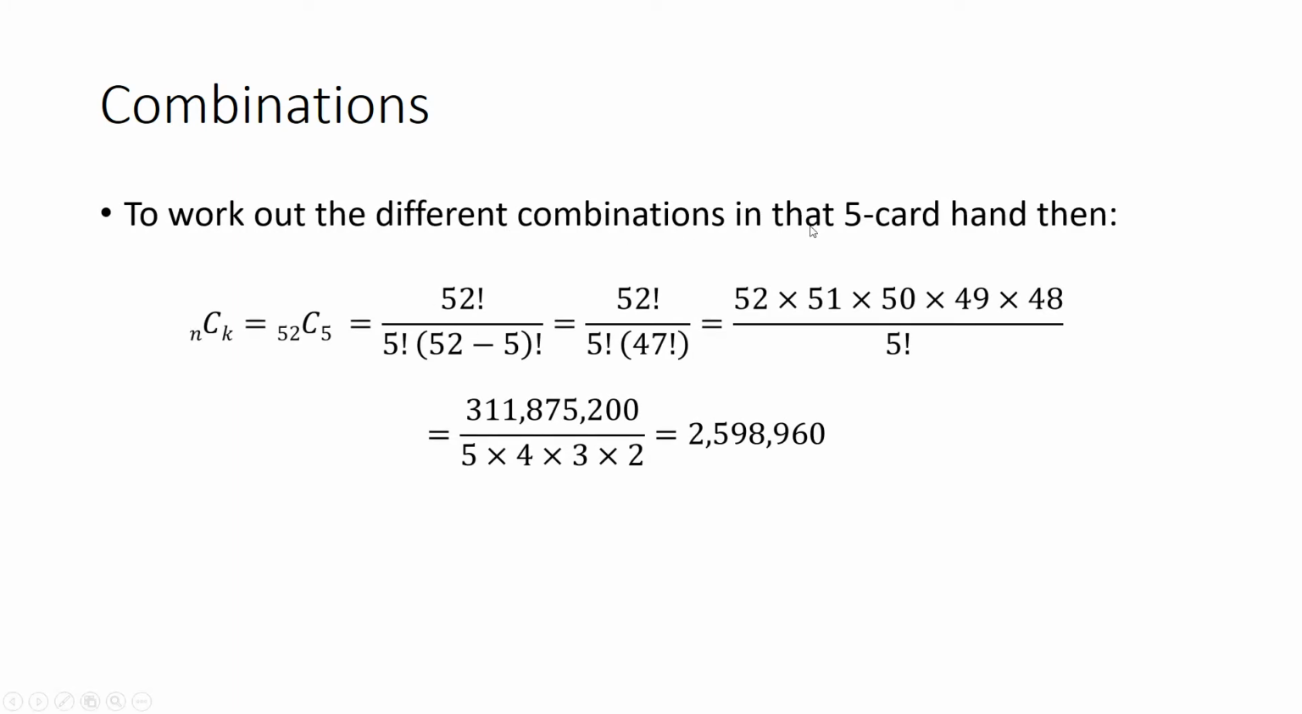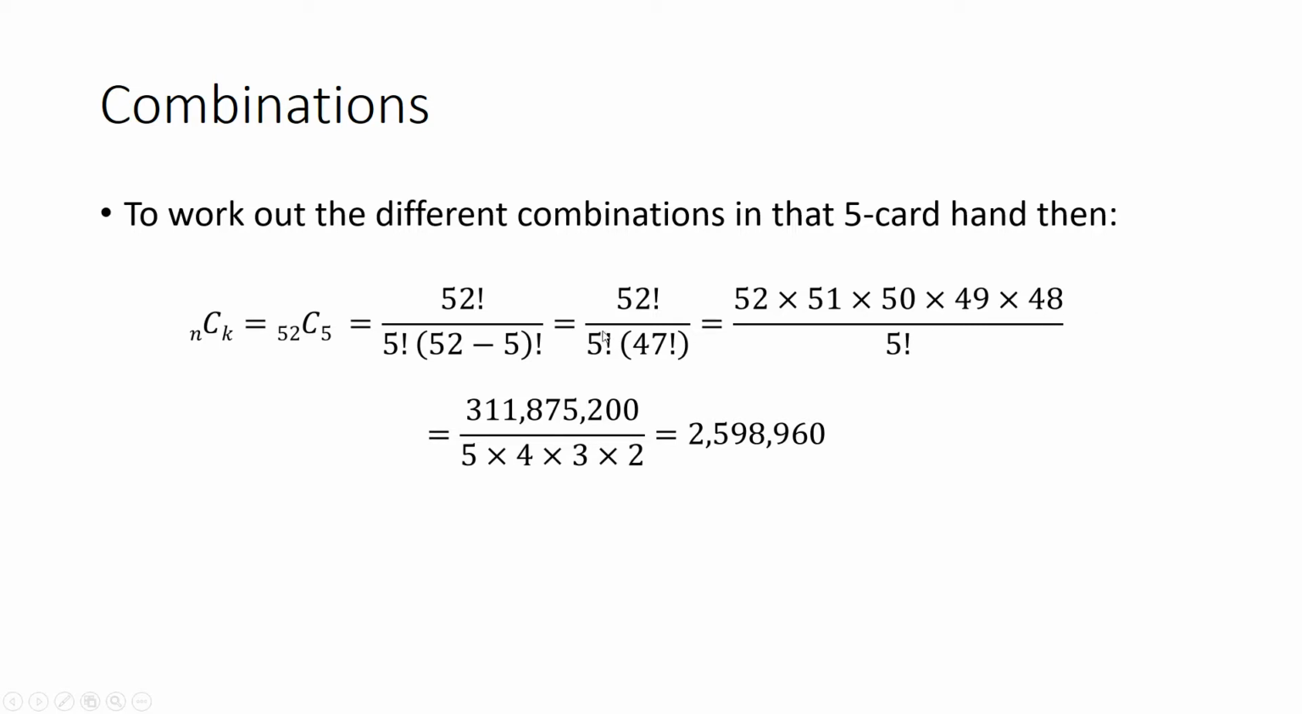So to work out the different combinations in that 5-card hand, nCk would have 52 cards, and we're picking 5 cards from the hand. 52 factorial divided by 5 factorial times (52 minus 5) factorial, or 47 factorial in other words. And let's use that shortcut trick. So we're going to do factorial from 52 downwards until we reach 47, which is a factor on the bottom, so we can cancel that out.